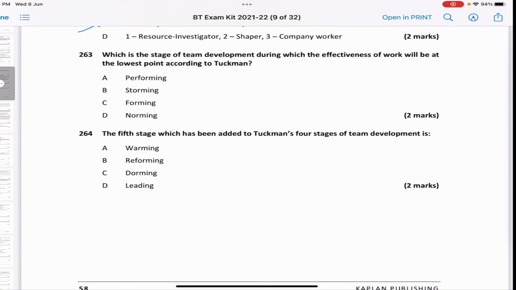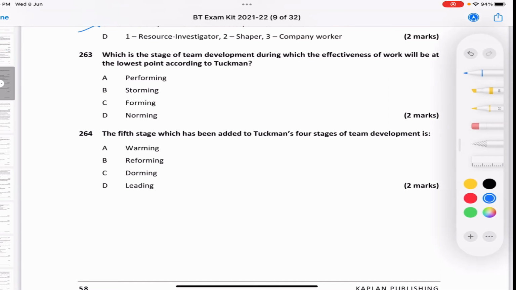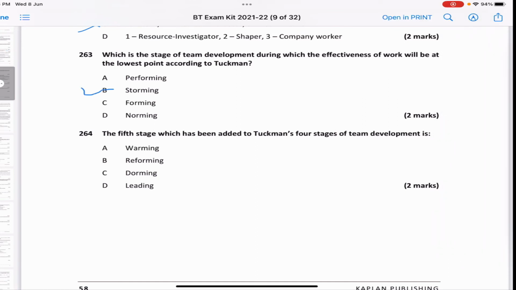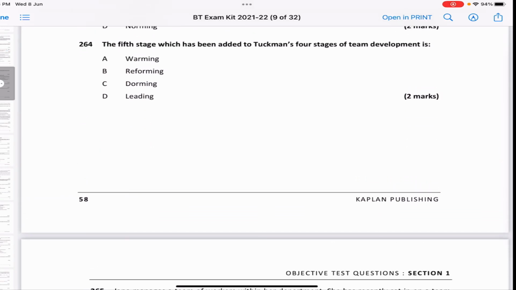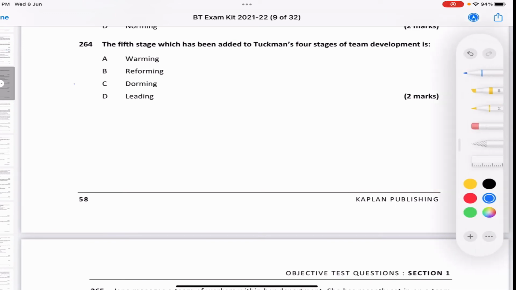Which is the stage of team development during which the effectiveness of work will be at the lowest point according to Tuckman? So, forming, storming, norming, performing. What comes after performing? After performing, you have the adjourning stage, but here they think that storming is a place where you all just keep fighting and figuring things out so work doesn't get done. The fifth stage is nothing but adjourning. We know what adjourning is, right?